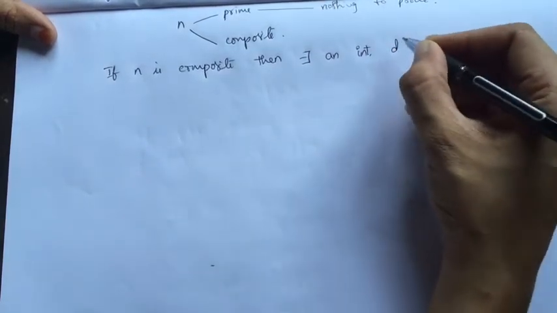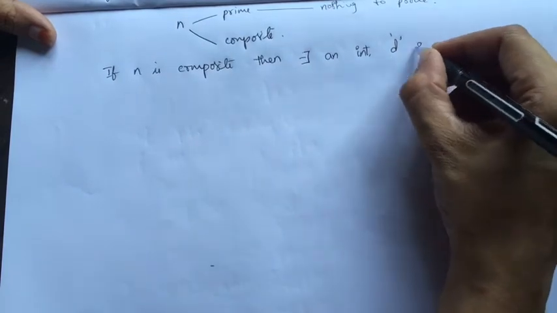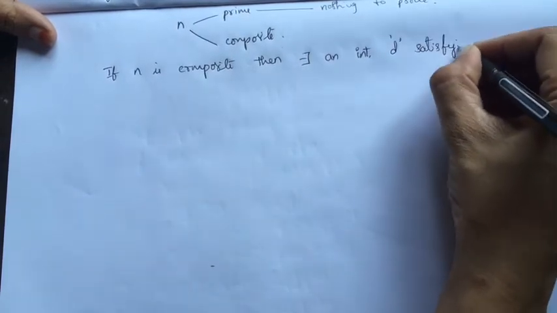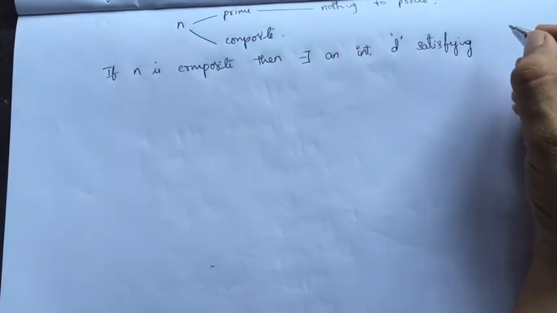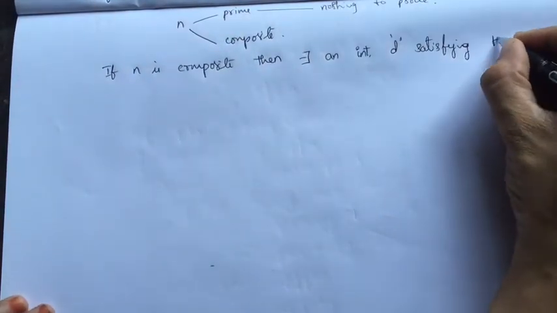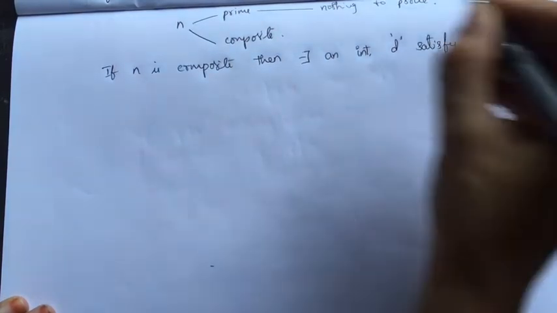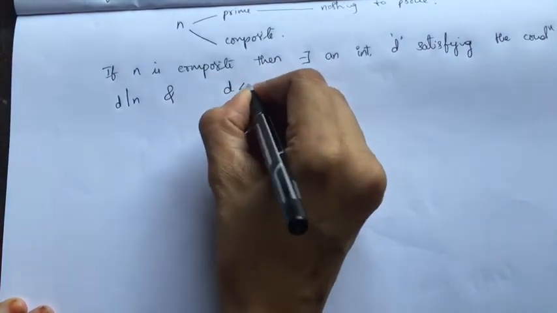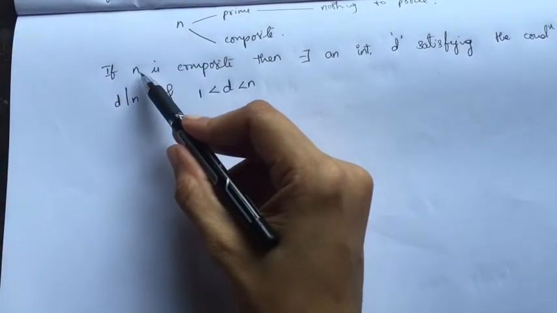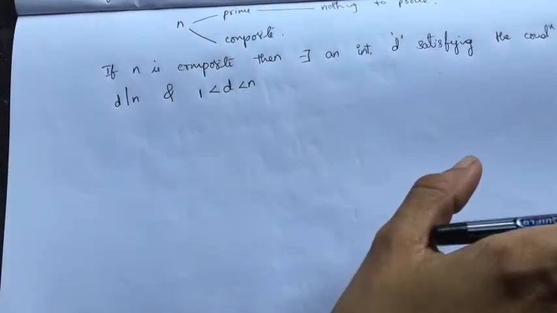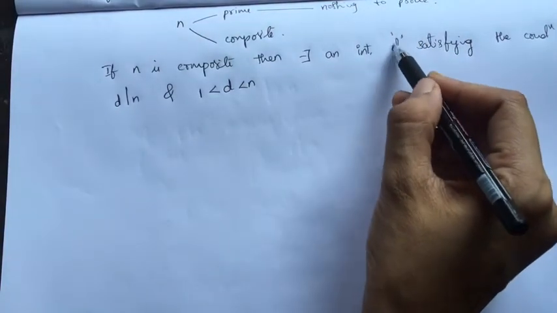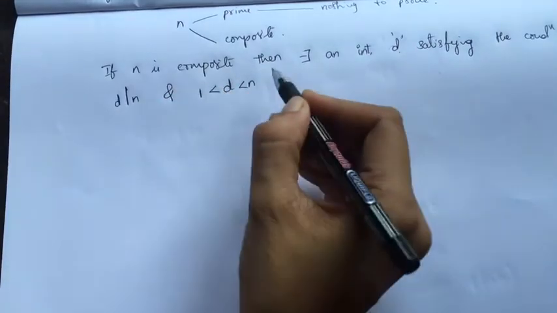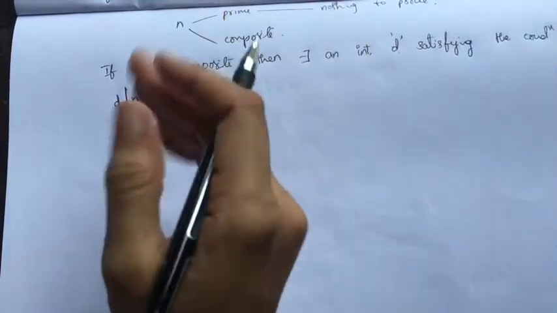say d, satisfying the condition that this d divides n and d is less than n. Of course, it is greater than 1. If it's a composite number, then it has divisors, right? Let me take one such divisor, that is d, and it is less than n. Now, in fact, n has a set of divisors.